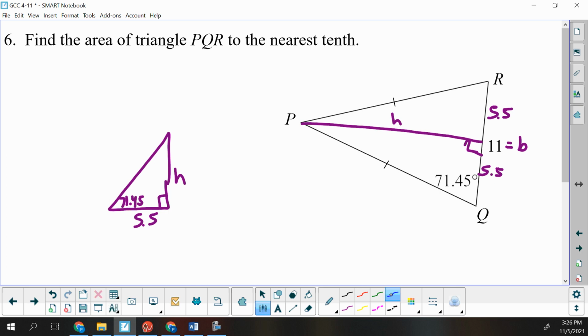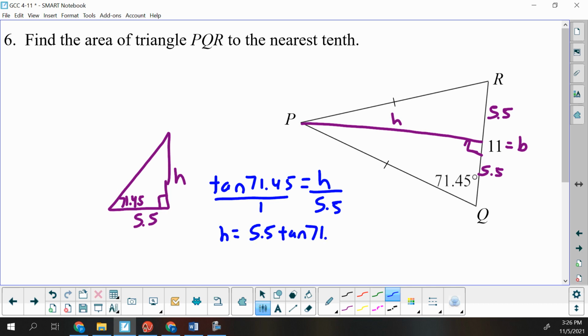Well, we can do regular SOHCAHTOA here. From our angle, we have opposite and we have adjacent. So this would just be tan of 71.45 is equal to our opposite h over our adjacent side of 5.5. If we cross multiply, h is just going to equal 5.5 tan of 71.45. So that's just going to go there. And we could punch it in, but then you have to write a lot of decimals, so let's wait to punch it in.